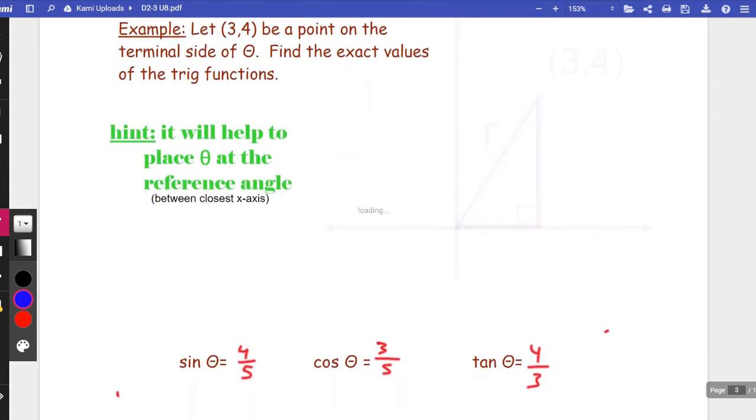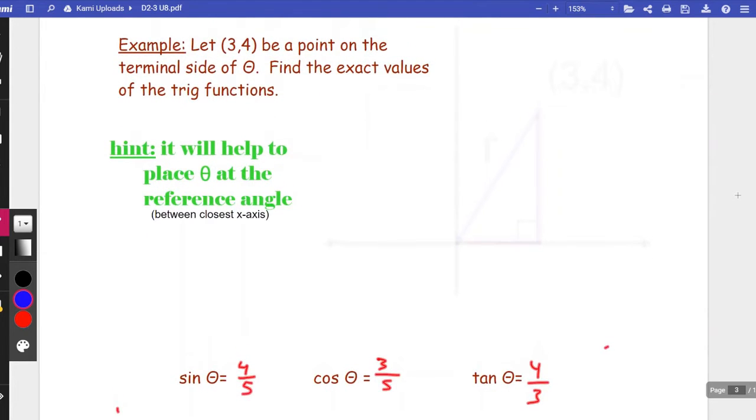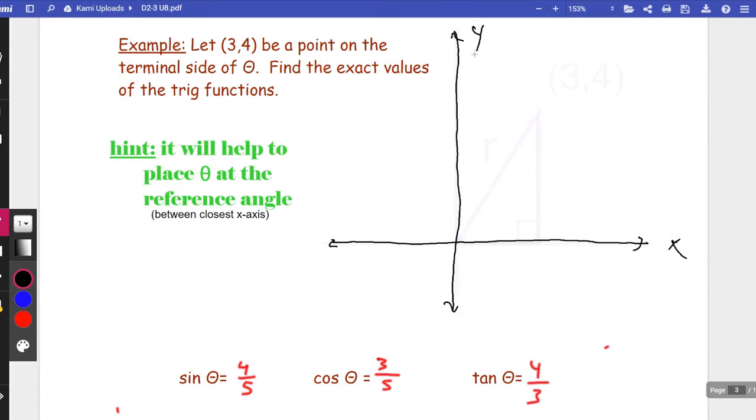All right, so here's the first example. The answers are already given, so you'll see where this is leading, but we've already kind of penciled in here. Let the point 3, 4 be a point on the terminal side of theta. So that may sound confusing as well. All that means is here's x, y: 3, 4, we could graph that. It would be like 1, 2, 3, and 1, 2, 3, 4. This is the point 3, 4.